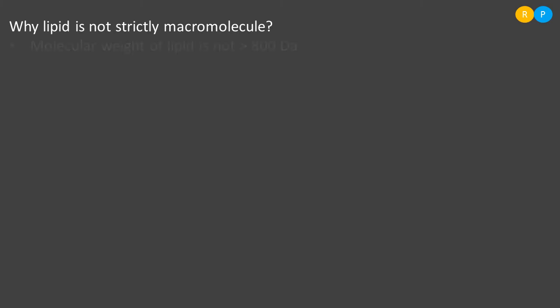One of the reasons is that the molecular weight of lipid is not greater than 800 Dalton. Right? So what is the actual molecular weight of lipid? The actual molecular weight of lipid is not more than 800 Dalton. But for considering a molecule as a macromolecule, its molecular weight should range from more than 10,000 Dalton. Right? But the actual molecular weight of lipid is not greater than 800 Dalton. So this is the reason why we are not able to consider lipid as a macromolecule.